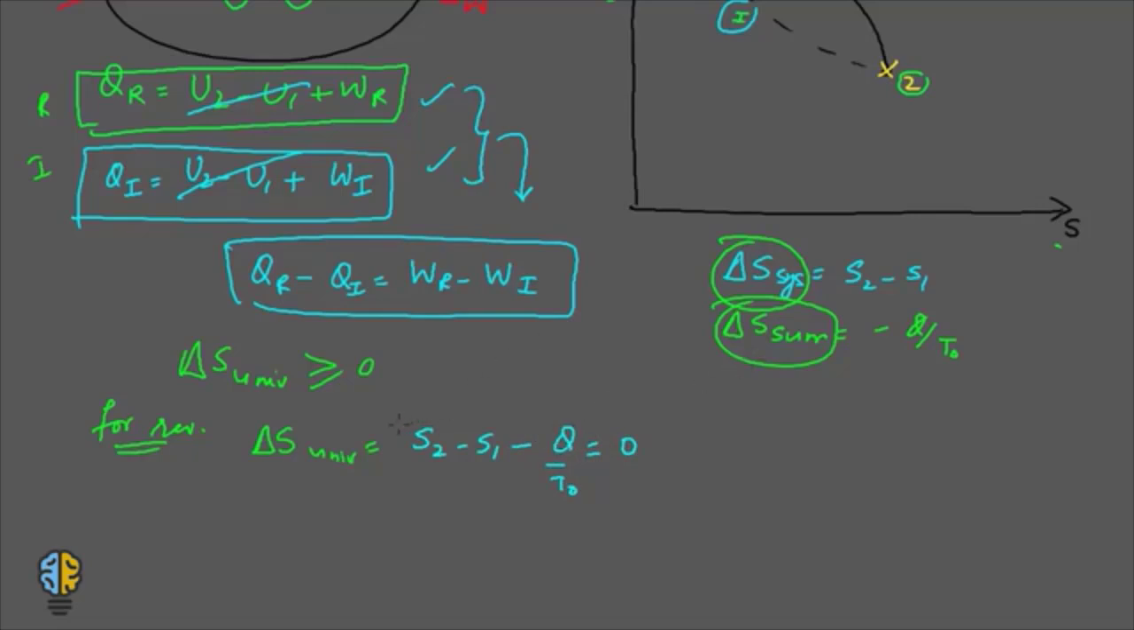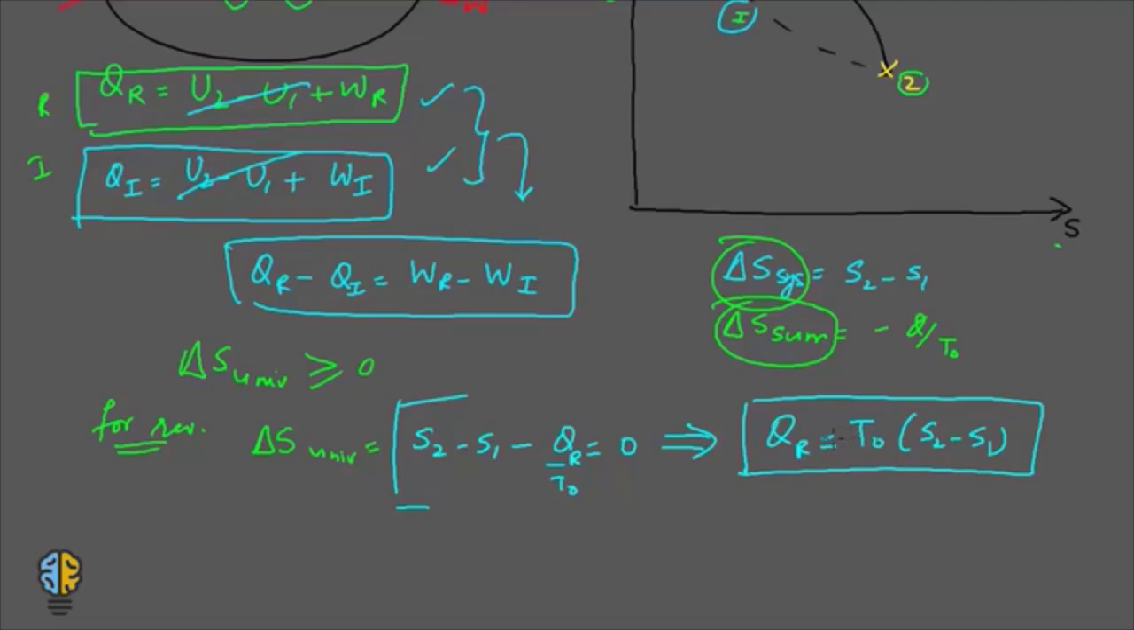Now if you look at this particular equation, let's put R over here because this is for a reversible process. From this equation I will get the value for QR, which is nothing but T0 into S2 minus S1. So this is the value for QR.